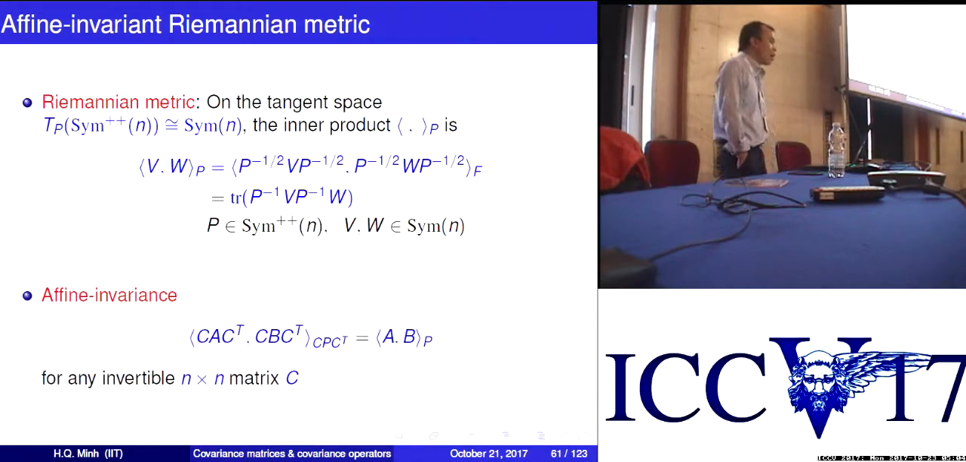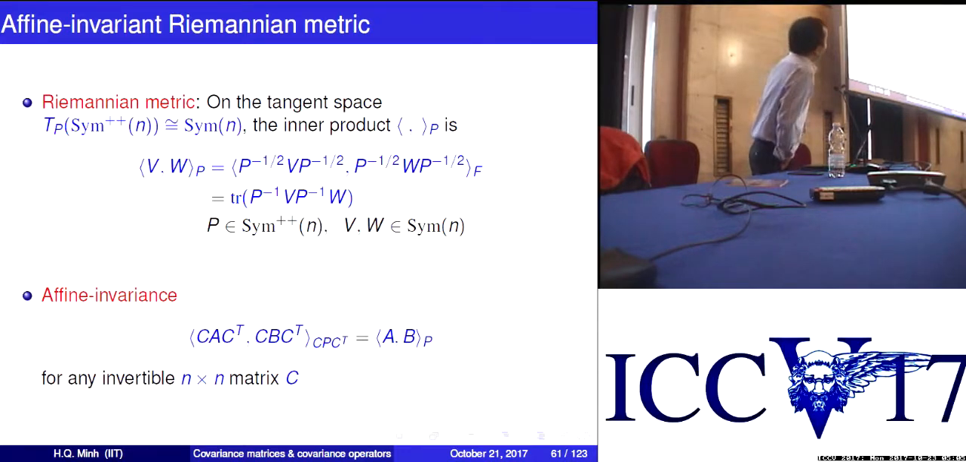When we talk about a metric, as I said, we need to define the notion of inner product on the tangent space. On the tangent space, which is the set of symmetric matrices Sym n, we have two tangent vectors, which are symmetric matrices V and W. Then the inner product is defined by the formula over there. <V, W>_P is equal to the Frobenius inner product of P^{-1/2} V P^{-1/2} with the same thing for W, and this is just equal to the trace of P^{-1} V P^{-1} W.